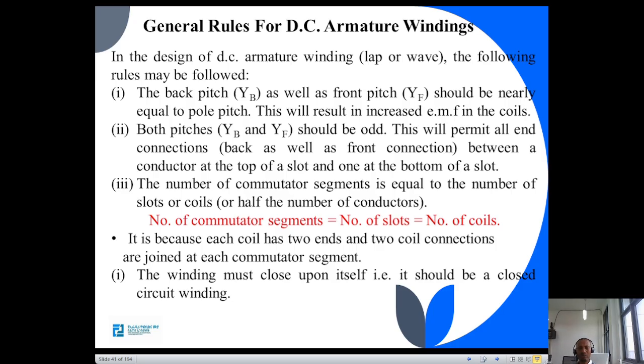And the fourth point is that the winding must close upon itself. It should be a closed circuit winding, so that the continuity of the current flow is ensured in the machine. That is a very important point.